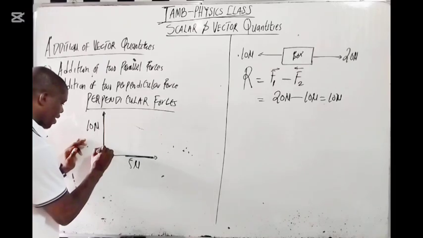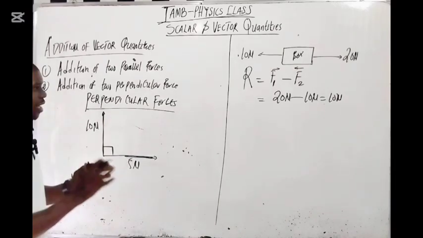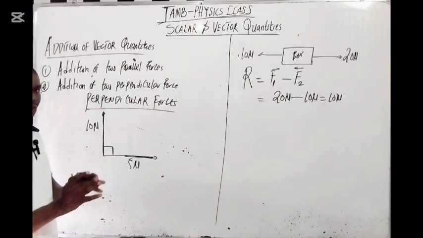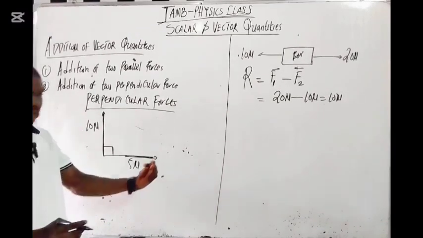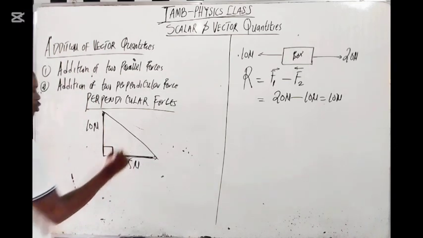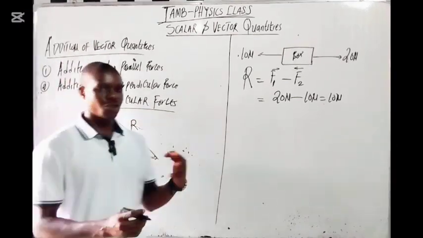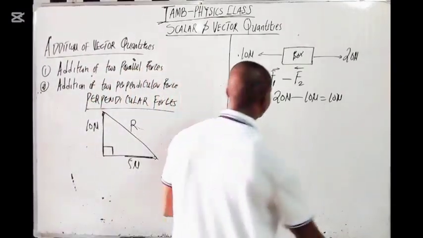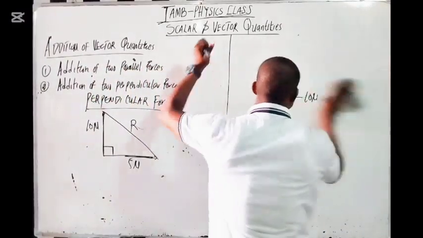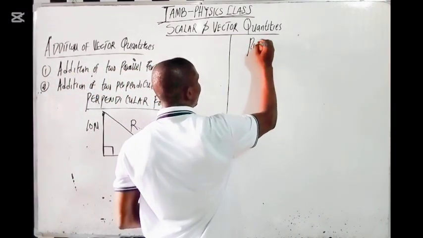So what happens here? You have a right angle triangle. What you can use to evaluate here is the right angle triangle, because you have to calculate the resultant. So you put this in here like this. To look for it, use the Pythagoras theorem.